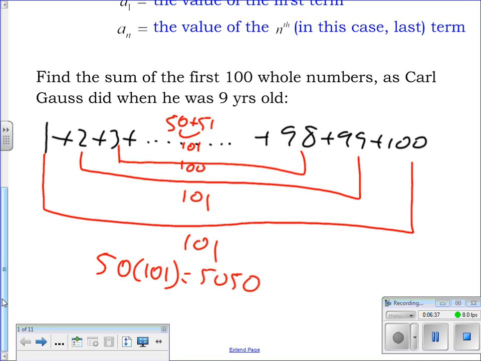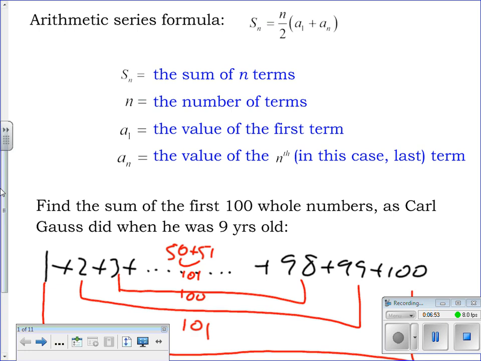Sorry, 5,000. It should be 5,050. 5 times 101 with a 0 slapped on it. Okay. That's what he did. And this is very similar to the formula: the number of terms divided by 2 times the first one plus the last one. 1 plus 100 is 101. 100 terms divided by 2, that's 50 times 101. That's what he did.